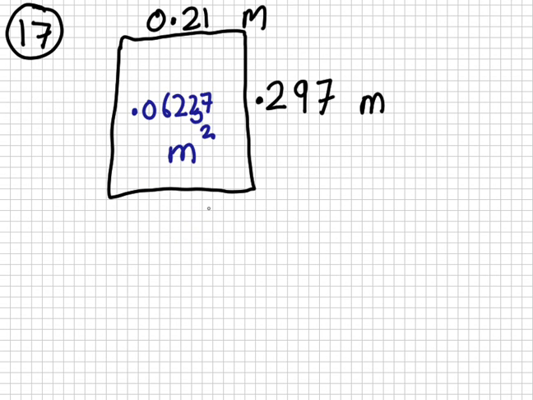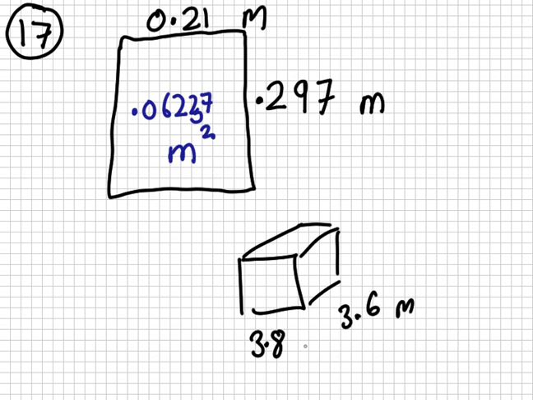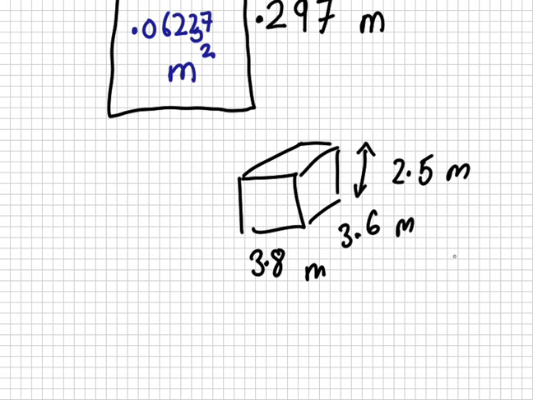Okay. We need to count the pages, but before I do that, I want to know the area of the room. So, here's his room. It says it is 3.8 by 3.6 and 2.5 high. So it's 3.8 here, 3.6 here, and then the height. Do we need the height? Yes, I think we need all these 3 numbers.